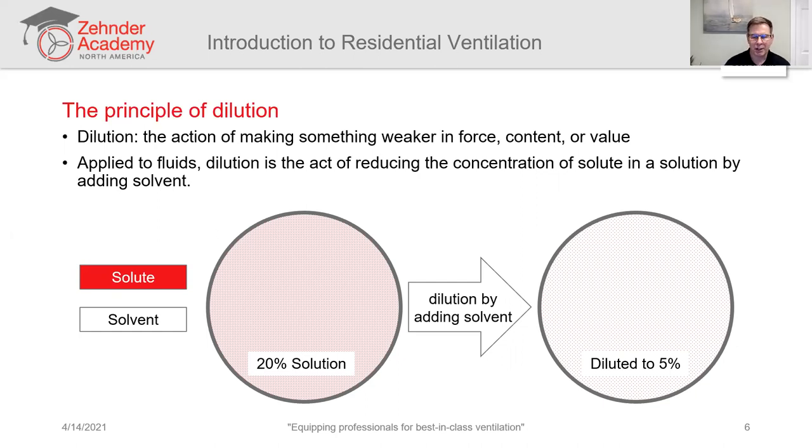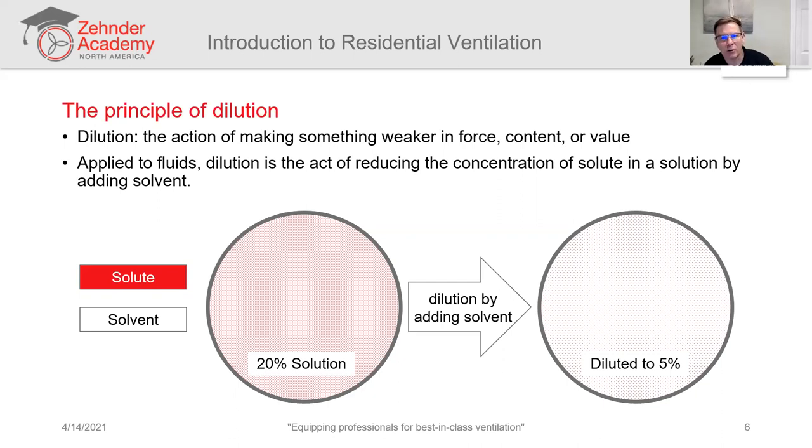You think of a solution, something maybe in a beaker or a glass. You might pour yourself a cocktail, or you might be working in a science lab and you have a solution. You've got a solvent, which is your main fluid, and then you've got solutes that are inside that fluid. And the concentration of the solute tells you what the concentration of your solution is. In this case, I've put an example up. If you've got a 20% solution, 20% solutes in the solution, then by adding solvent, you can dilute that solution.